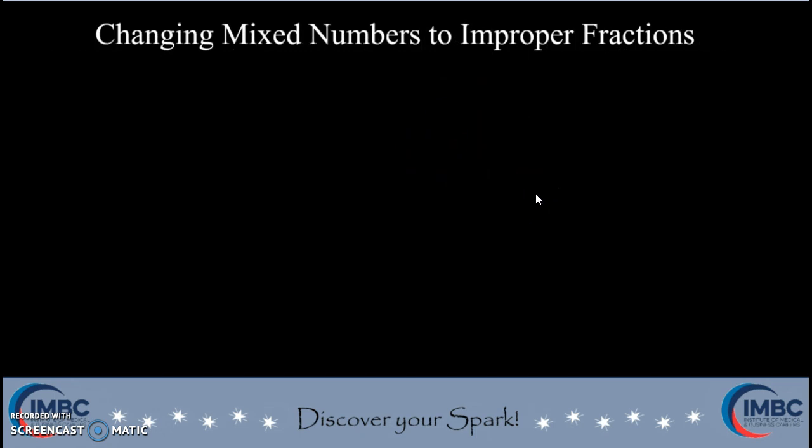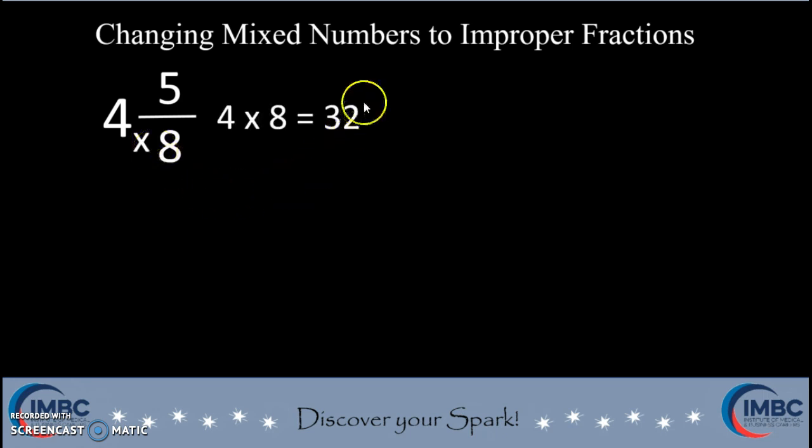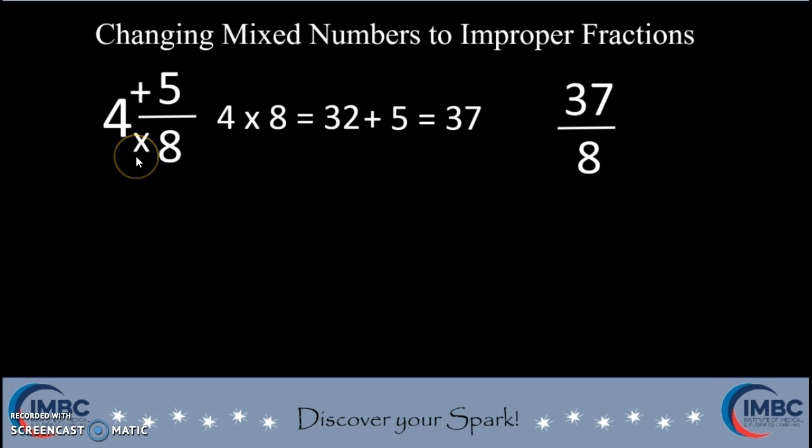Let's try changing mixed numbers to an improper fraction. We have to go both ways. So let's use the mixed number 4 5/8. Step 1. We take the whole number 4 and we multiply it by our denominator 8. So 4 times 8 is 32. So we take the product 32 and we add the numerator to it. So we have to do plus 5. So 32 plus 5 equals 37. 37 is our numerator. We pop it over top of our denominator 8. So 37/8 is the improper fraction of 4 5/8.